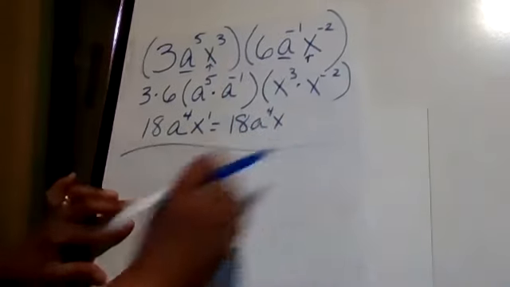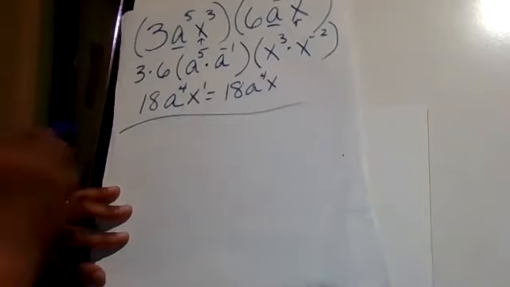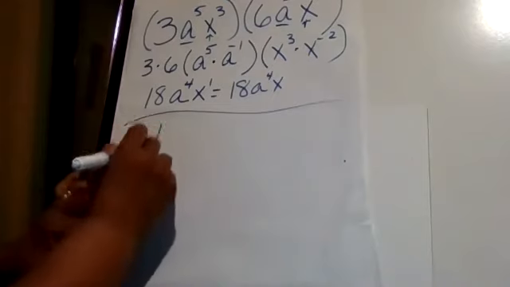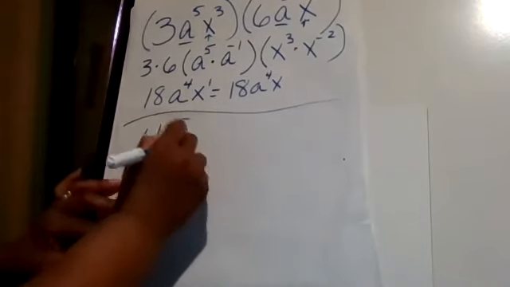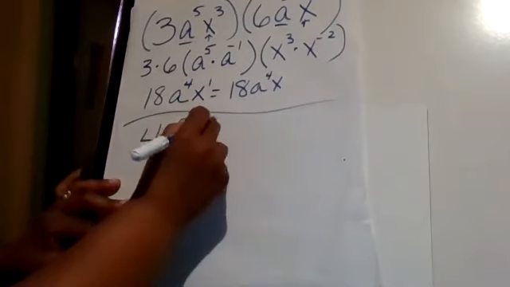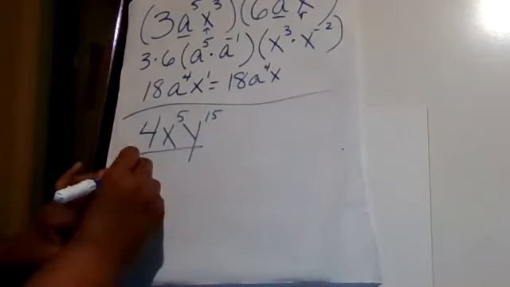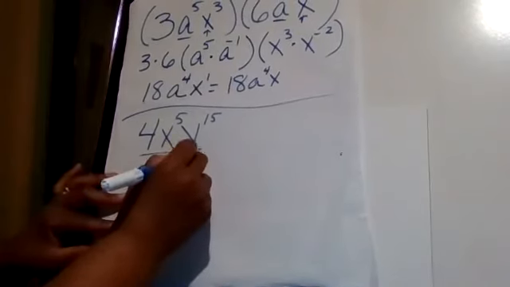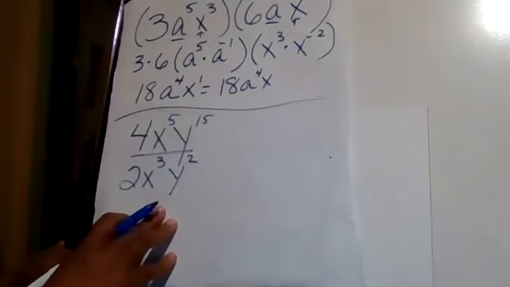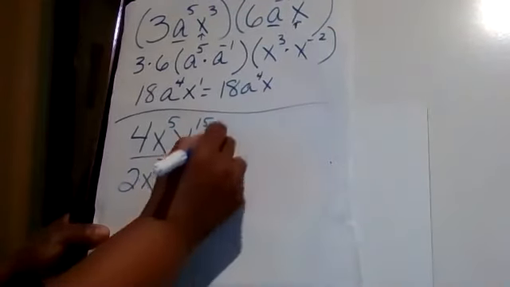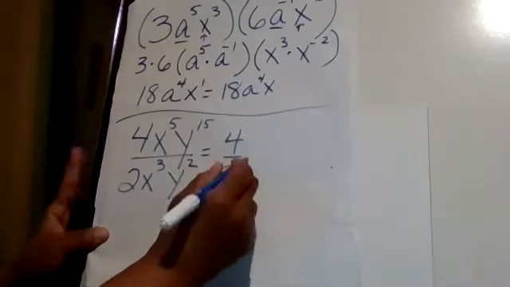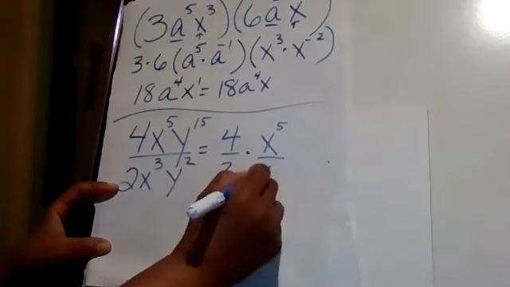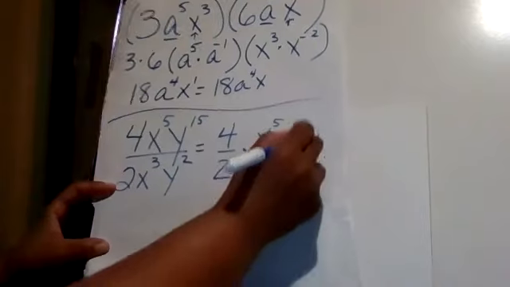The last type of problem we dealt with is the quotient rule. All right, so let's say, for instance, I have 4x to the 5th, y to the 15th over 2x to the 3rd, y to the 2nd. Put the numbers as a fraction by itself. Like bases by themselves.